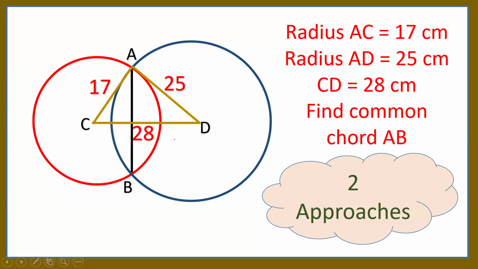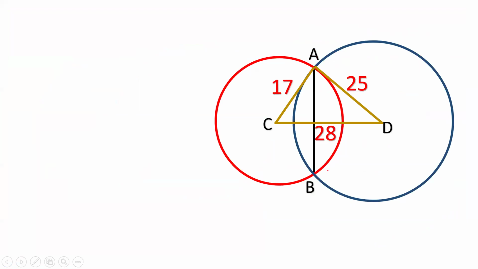Let's see how we can solve this question. I'll give you two different approaches for this. Let's start with the first approach. The first approach is a very fast approach. We'll assume certain values using Pythagoras triplets.